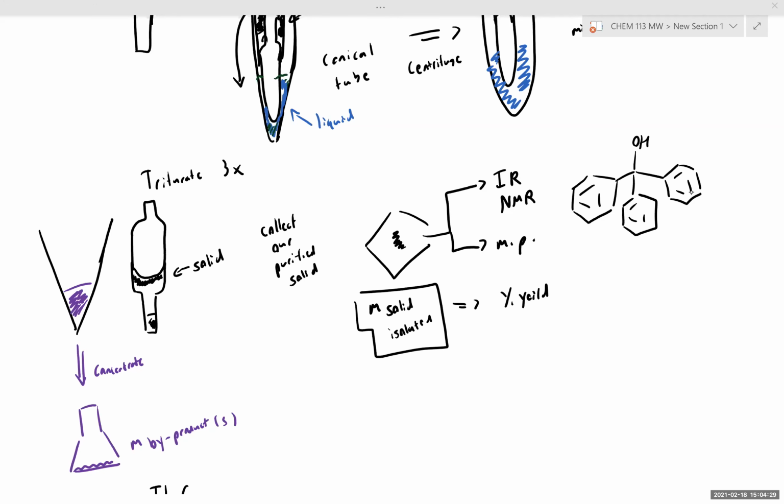Triphenylmethanol is not appreciably soluble in painter's naphtha because the hydroxyl group makes it slightly more polar. The difference in retention factors as well points to that fact. There's a substantial difference in polarity and solubility due to the hydroxyl group. As we discussed in lecture, the hydroxyl group is a relatively polar functional group.